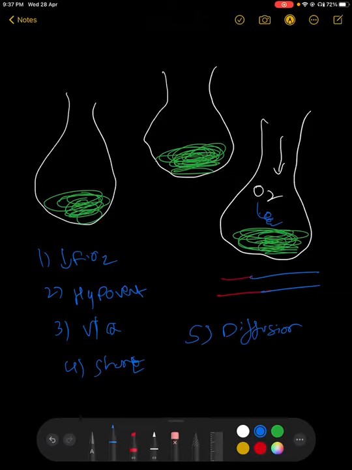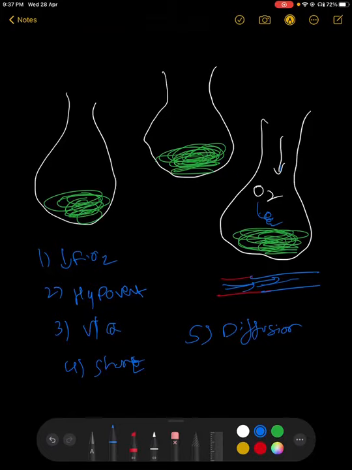How does VQ mismatch happen here? Ventilation is not happening properly here. Even though perfusion is there, ventilation is not there, and that is causing VQ mismatch here. Why shunt? Because the blood is bypassing, that is, the blood is passing through the under-ventilated alveoli, and without getting proper oxygenation it is entering into the venous side. So this is a shunt thing.